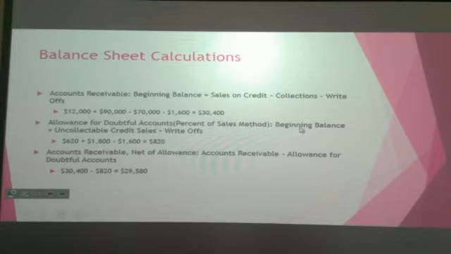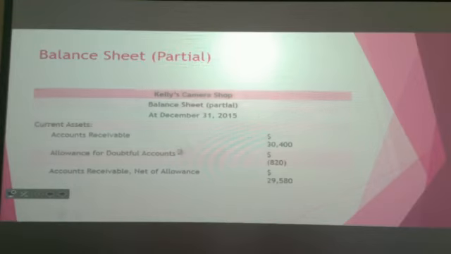Our allowance for doubtful accounts began with a $620 credit balance, and then we add the uncollectible credit sales of $1,800, and subtract the $1,600 write-off. That gives us a credit balance of $820. The accounts receivable net of allowance is the difference between your accounts receivable and your allowance account. So we just subtract $820 from $30,400. And if you see a partial balance sheet, it should look like this.